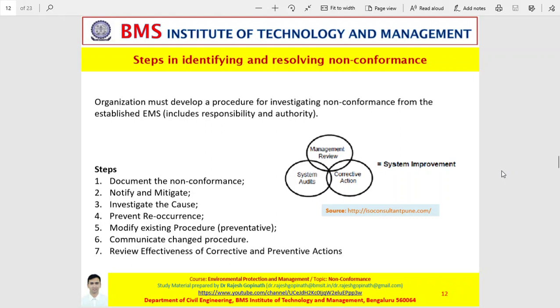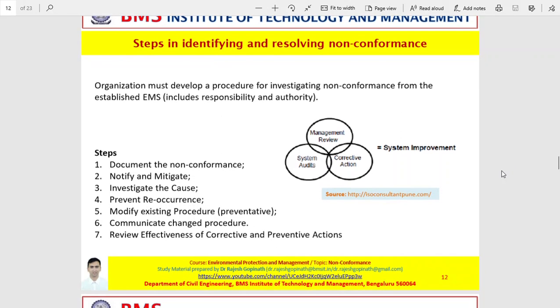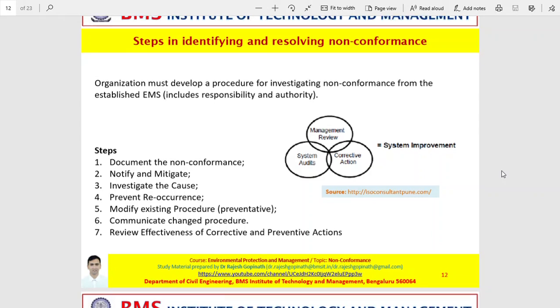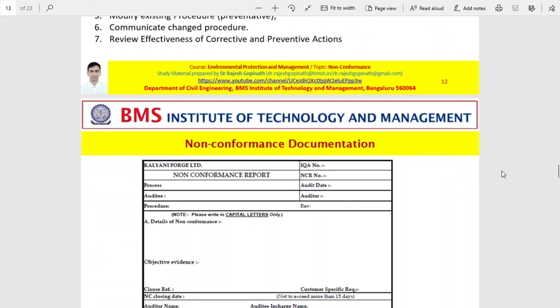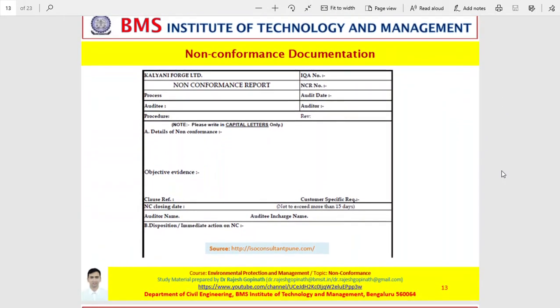Having understood the theoretical concepts of non-conformance, corrective and preventive actions, let us understand how they exist in the real world, in the print of black and white, that is, with respect to documentation. Let us move on to slide 13. Slide 13 onwards will show you a sample empty template wherein, after an inspection, details of non-conformity have to be entered.